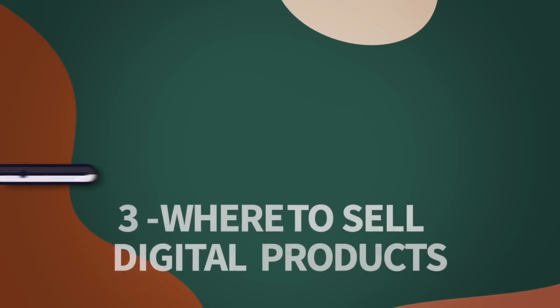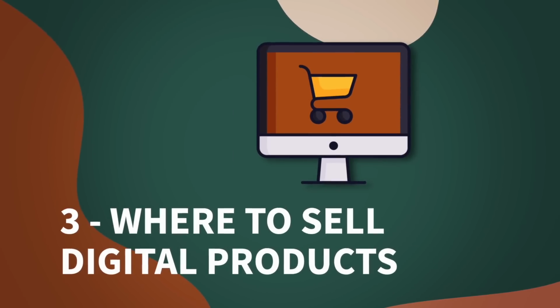Okay, so you've now decided on the digital product type you want to sell. You've gotten it created. Now the question is, where do you sell it? There are two main options here. The first is to sell on a marketplace like Etsy or Creative Market.